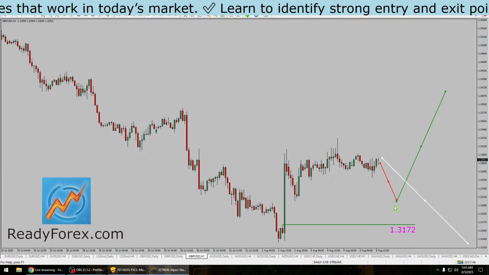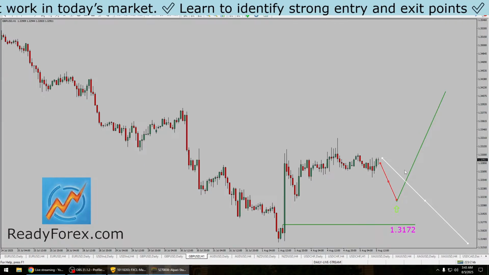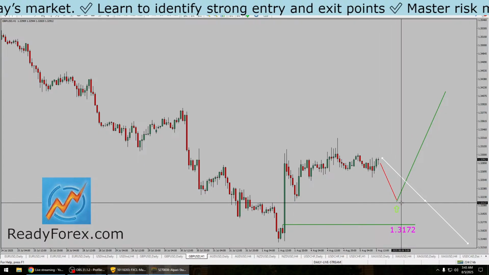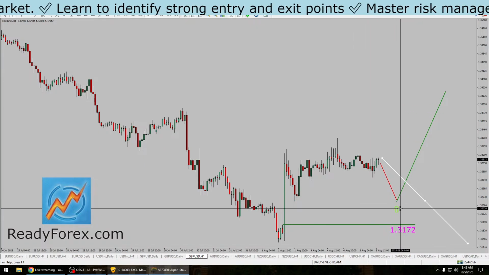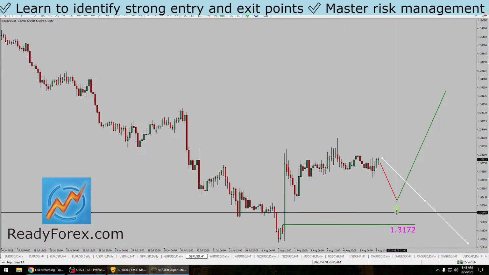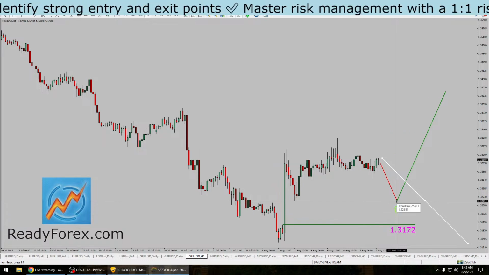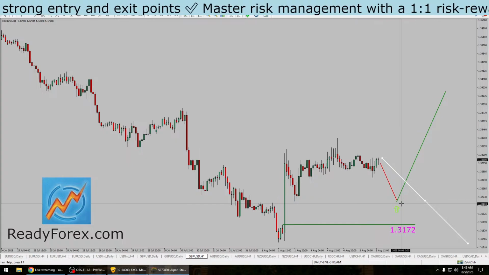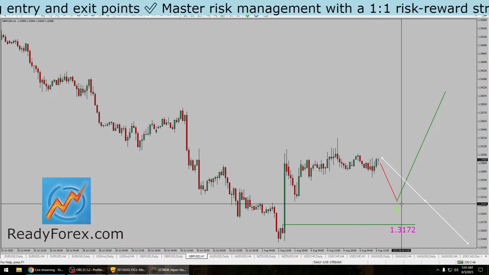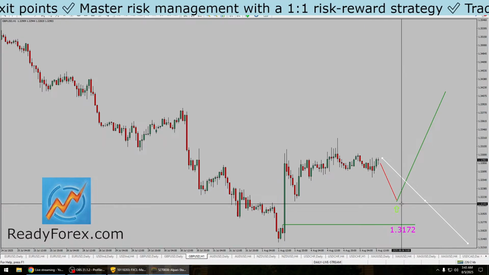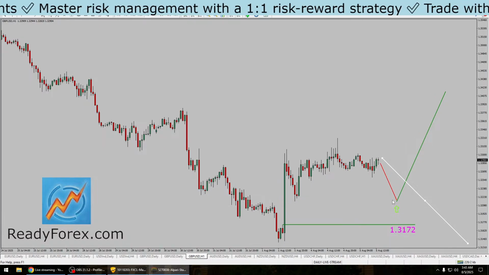So when I say wait for a pullback and then look for some kind of a buy trade setup, it means that you should get a buy trade setup or a bullish chart pattern somewhere over here. If price action is not going to provide you a buy trade setup down over here, then no buy trade. There's no need to jump into the market.